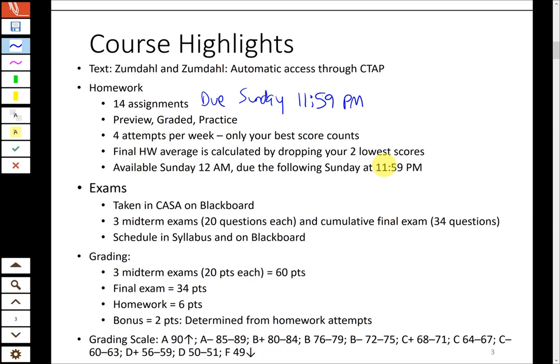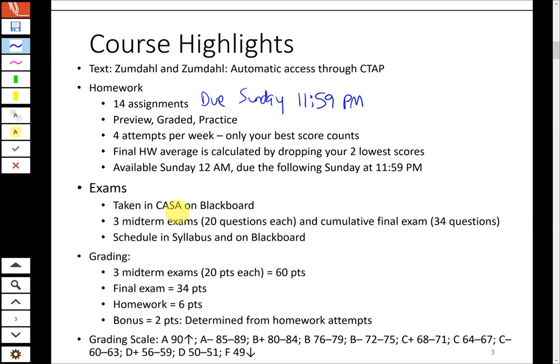All right. So the exams, which we don't have to worry about for a few weeks, but just to give you some information about them, those are taken in CASA. And CASA, if you haven't been there, it has roughly the popularity of the DMV. It's not a great place, but that's how we do them. So you take the exams in CASA, and we will use Blackboard for the exams as well. They're all electronic.